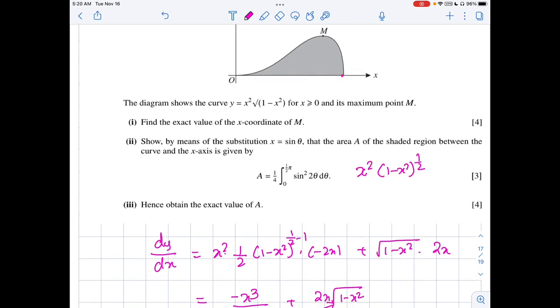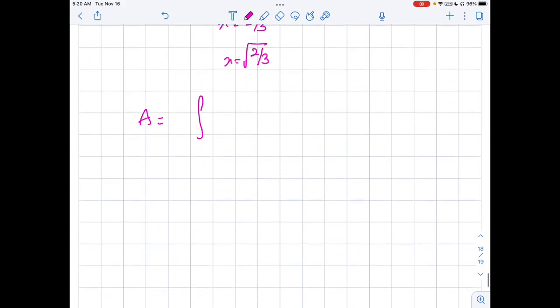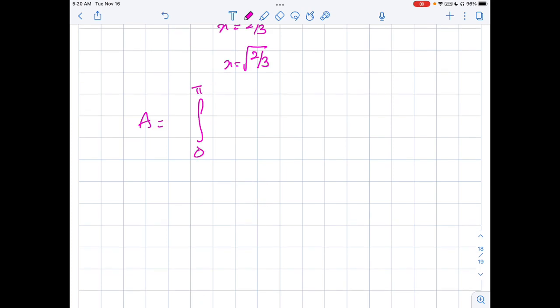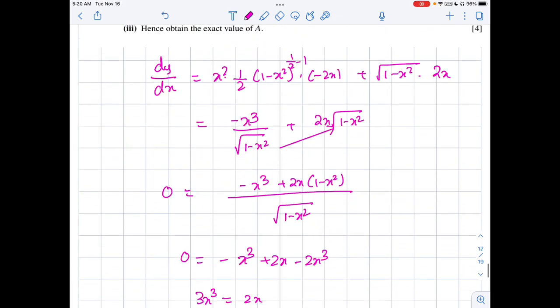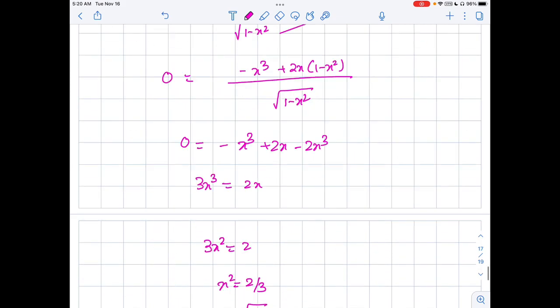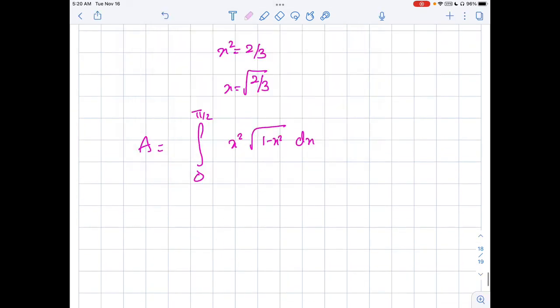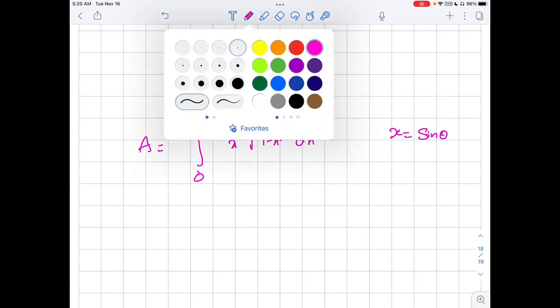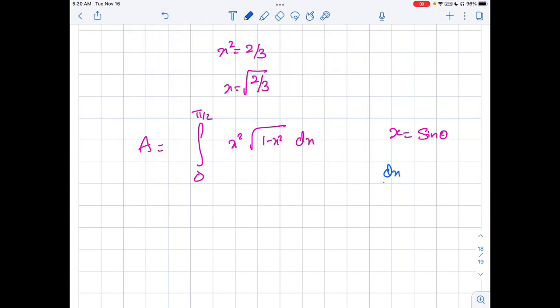This point he himself told that it is between 0 to pi by 2, and x square times square root of 1 minus x square dx. And what is the substitution has to be used? x is equal to sine theta. I use the substitution x is equal to sine theta. So dx upon d theta is equal to the derivative of sine theta, which is cos theta.